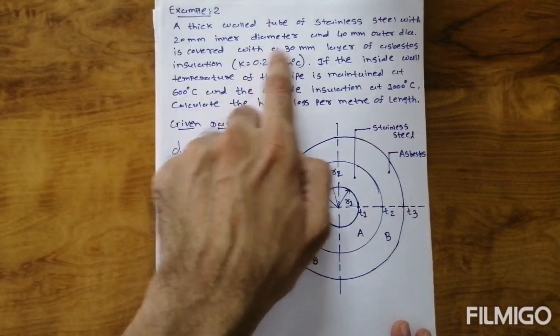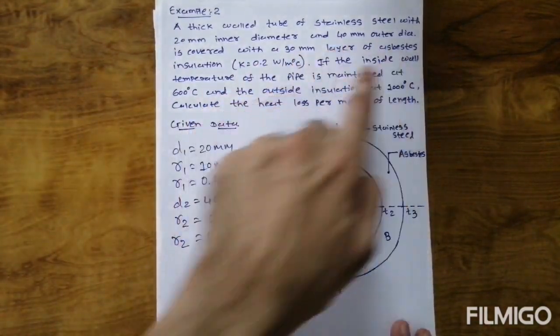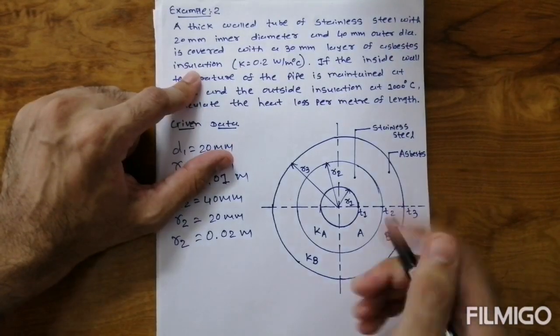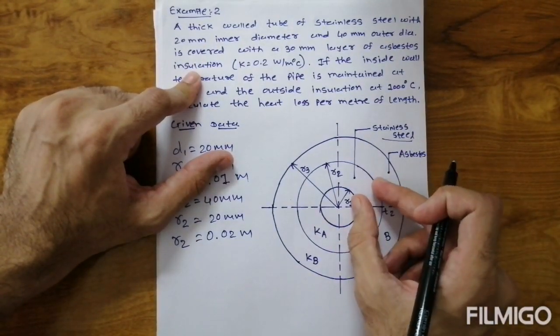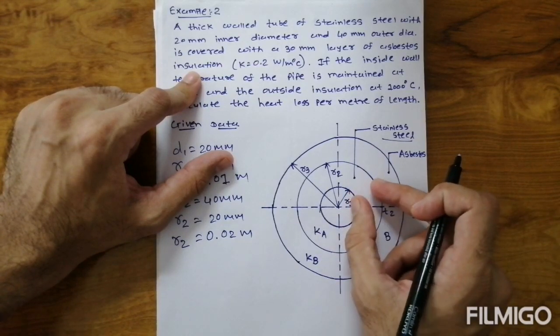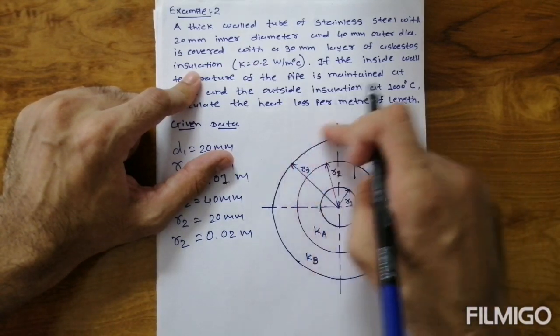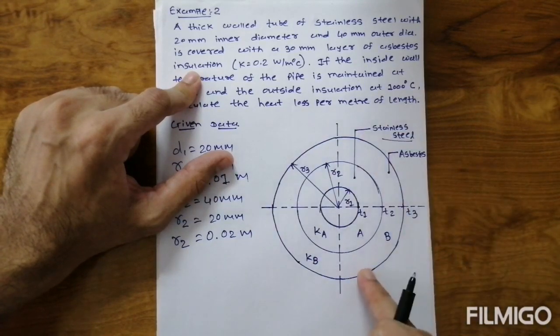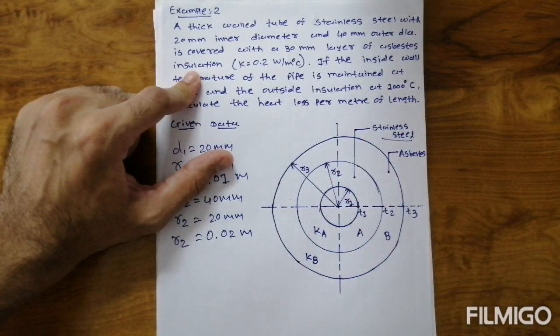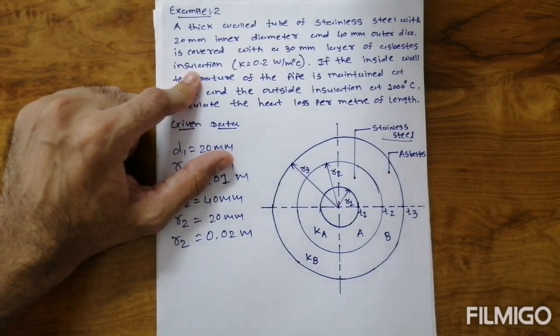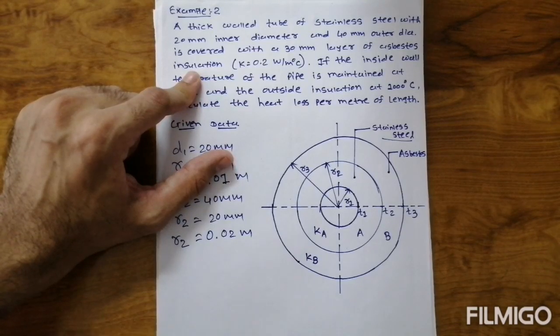Then, with a 30 mm layer of asbestos insulation. You can see here that the stainless steel is there, and its inside and outside radius are given. Then another layer of asbestos is there on the stainless steel. So we can say that a composite wall is there, and both may have different thermal conductivity. So that is a composite cylinder, and the composite cylinder will be considered.